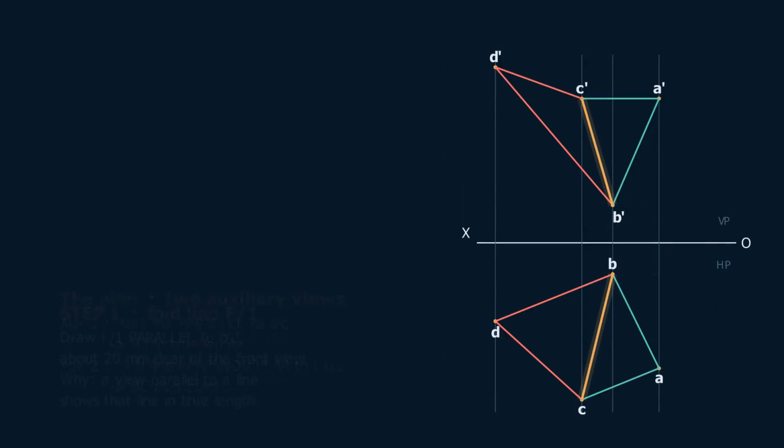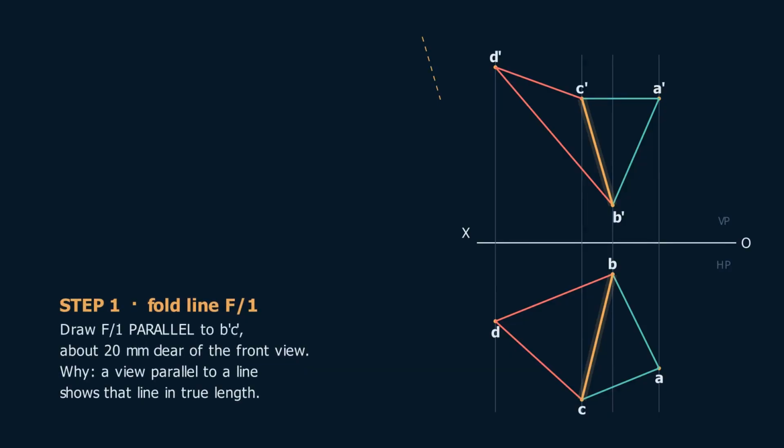Step 1. Take your set square, line it up with B', C', and slide it across to the left until you are about 20 mm clear of the front view. Draw a thin line there, exactly parallel to B', C', and letter it F'1. That is the fold between the front view and your first auxiliary view. Parallel is the whole point, a line comes out true length in any view taken parallel to it.